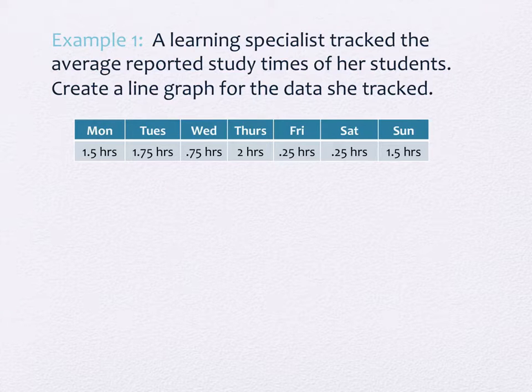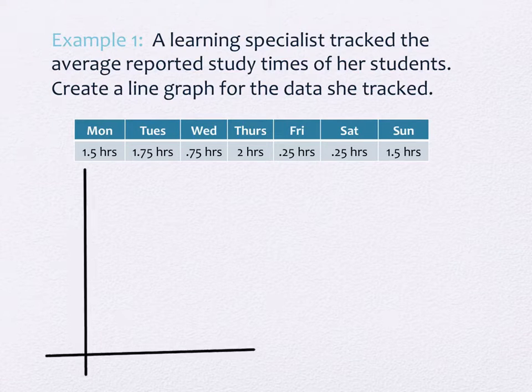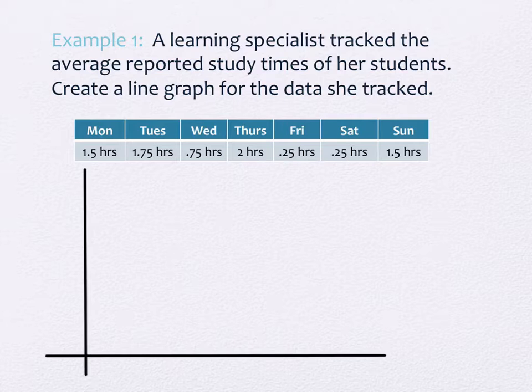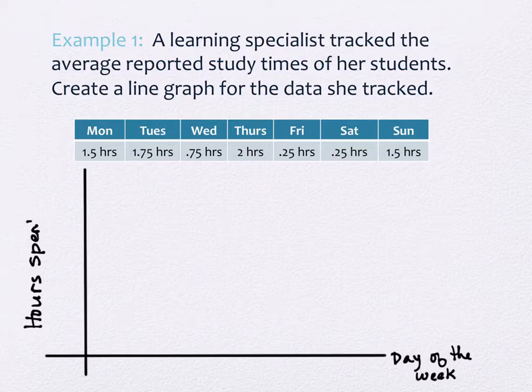So our axes will look a lot like when we were creating bar graphs and so forth. We're going to have our horizontal and our vertical axes. And of course, we're going to label them as we always do. The axis on the bottom is time, but specifically the day of the week. The passage of time is what we're talking about. Whereas the vertical axis is the hours spent, which is another time measurement, but it's the hours spent studying.